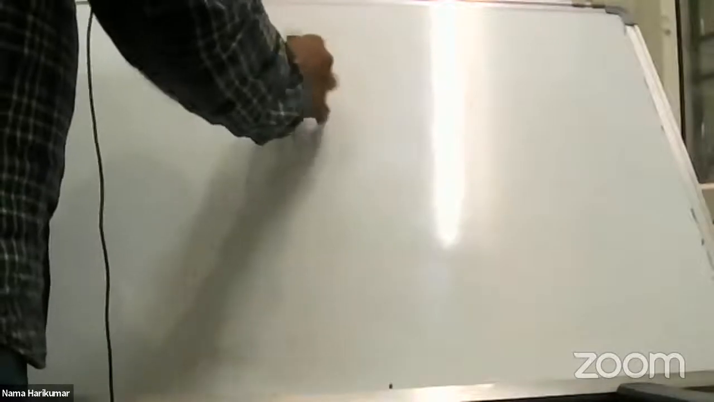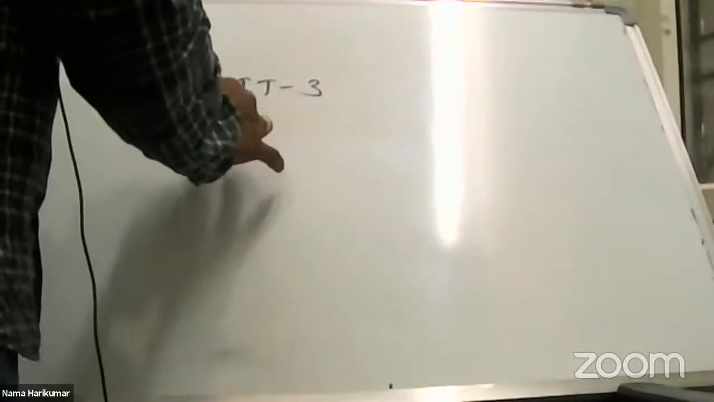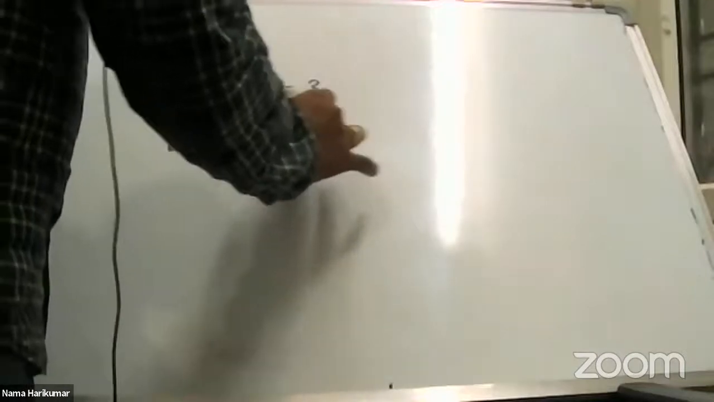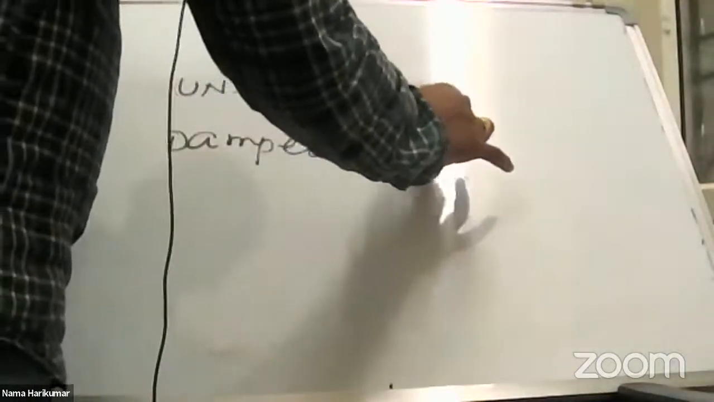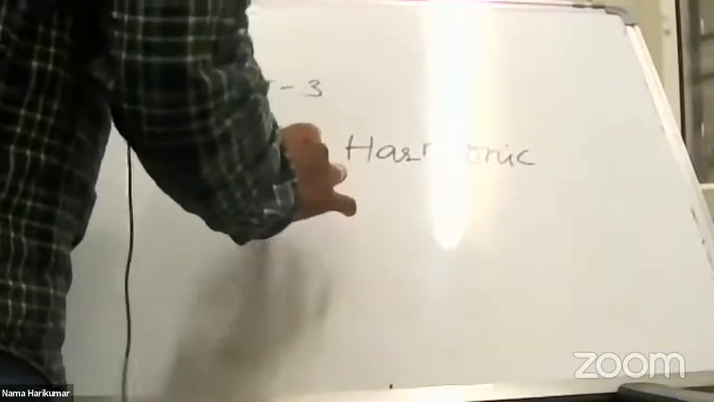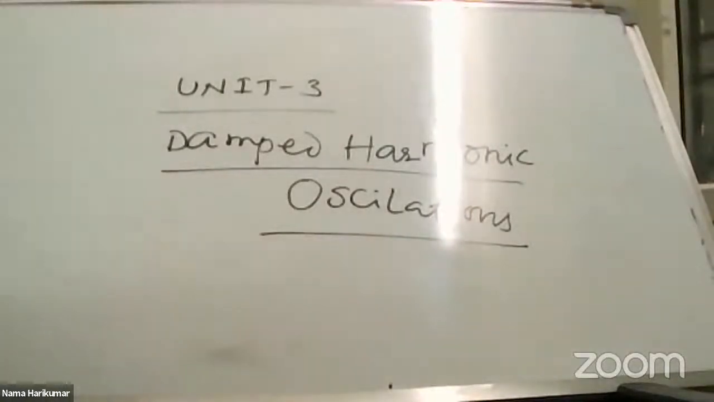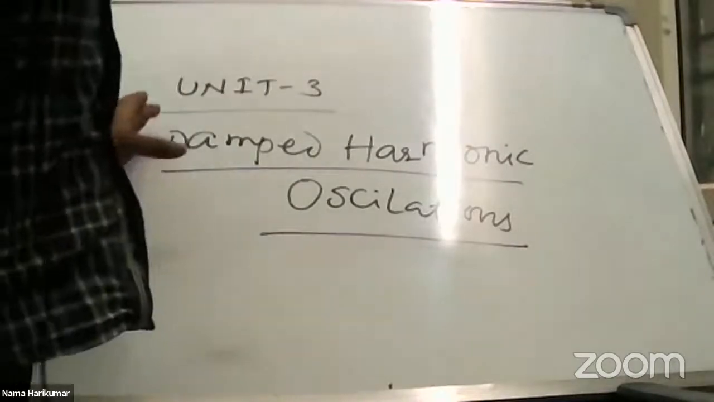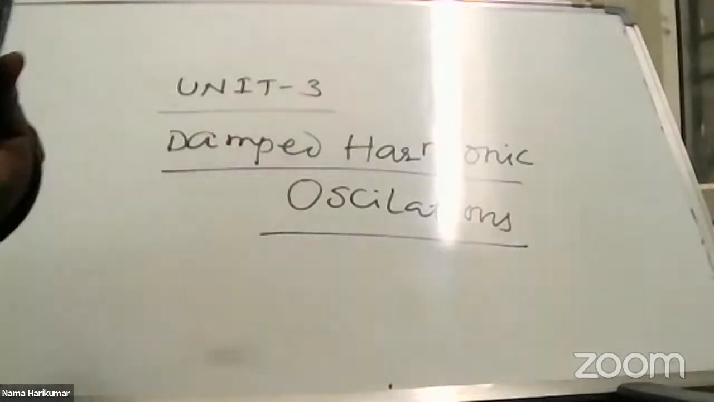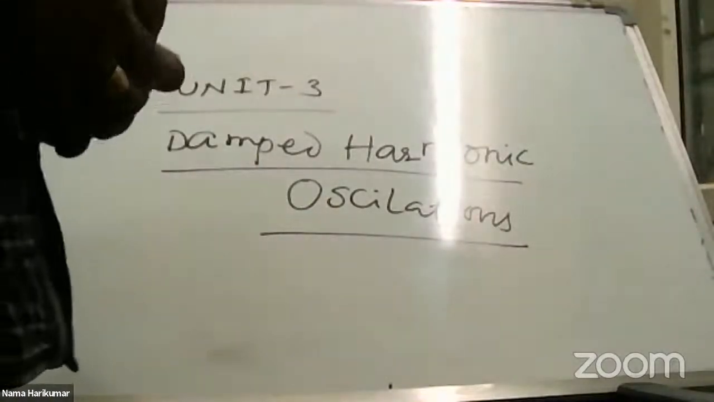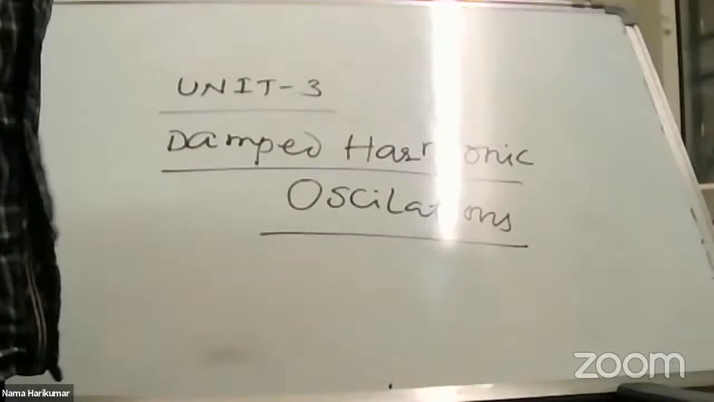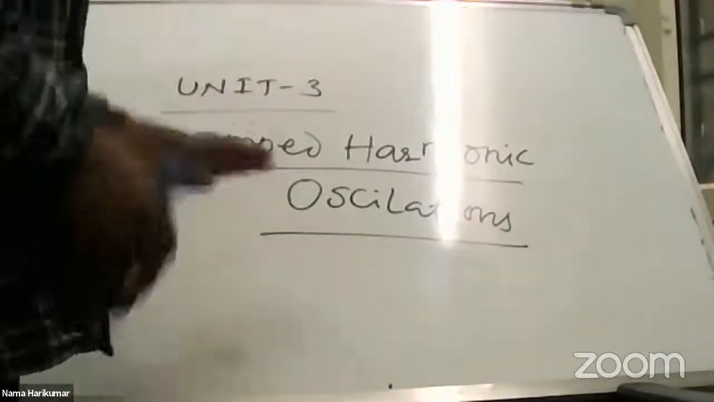Unit 3, damped harmonic. So, first of all, what is a damped harmonic oscillation? Damped means, what is the meaning of damped?